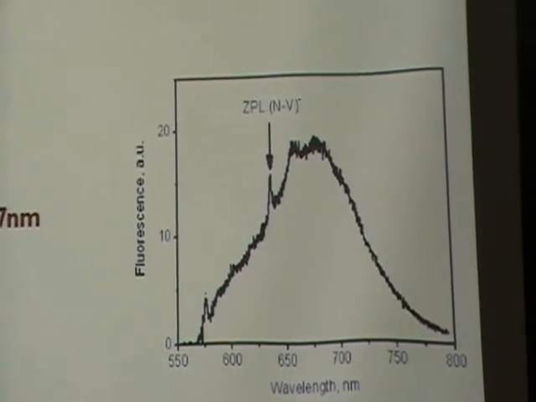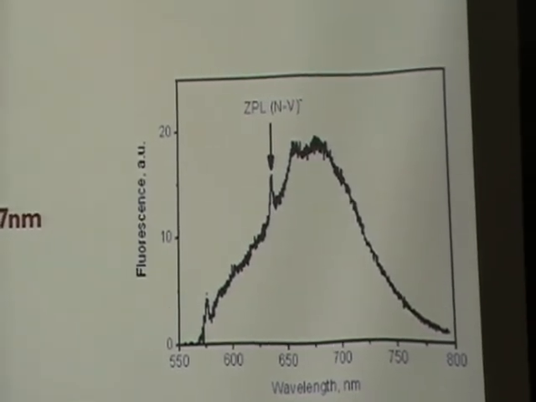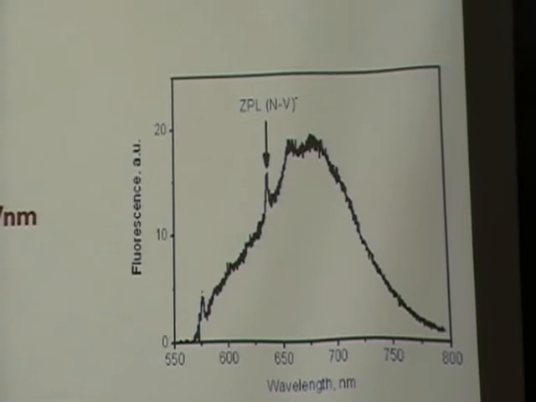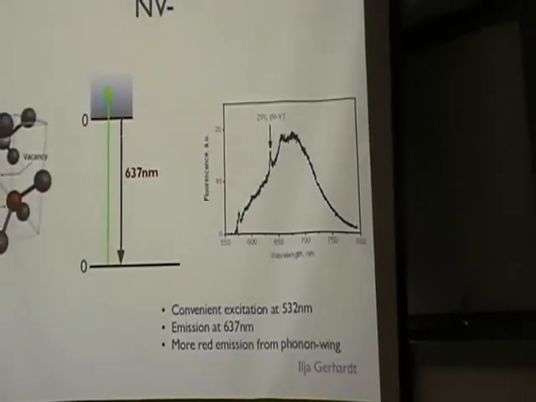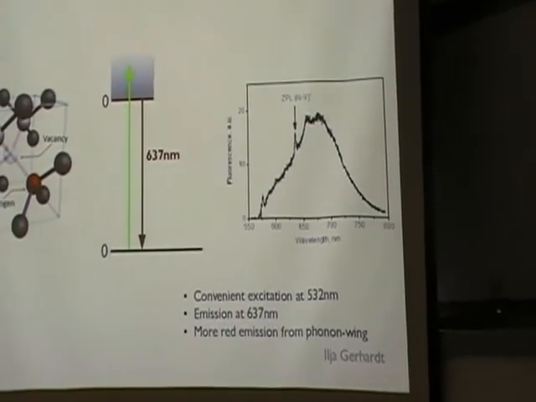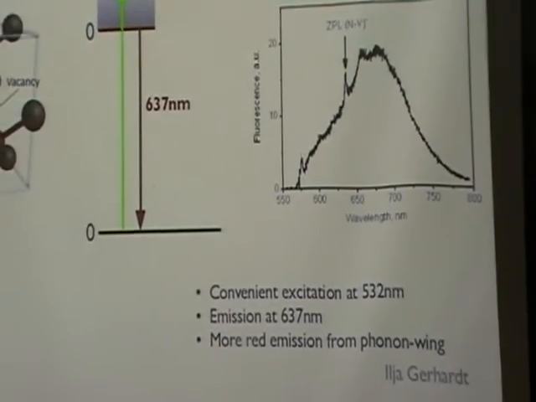So this is what I said basically. You have a convenient excitation source. Such a laser is easy to handle and easy to get. You have an emission at 637, and you have a large hump, which is called the phonon wing, such that you can detect nicely also all these photons here.